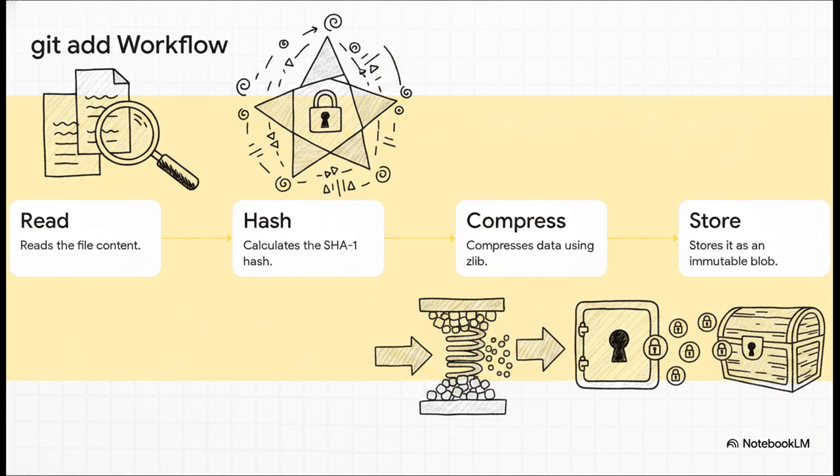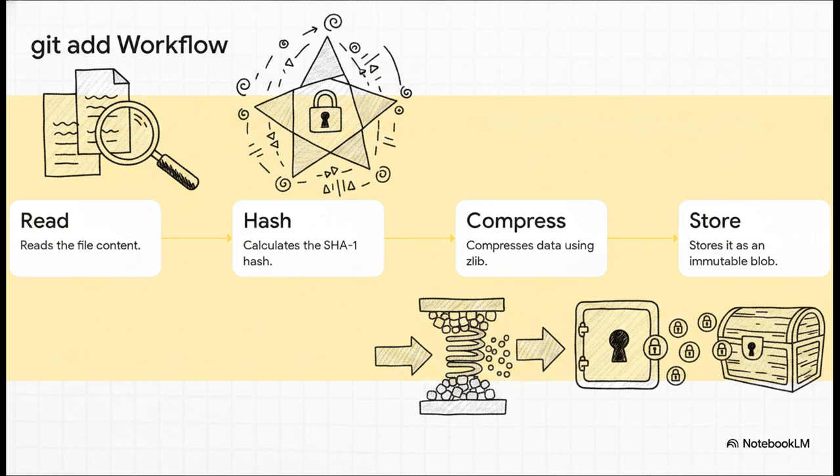What mechanically happens under the hood the exact moment you type git add? Git instantly reads your file content, calculates its SHA-1 hash, compresses it using zlib, and stores it directly in the database as a blob. The very second you stage a file, it's already safely stored in Git's key-value database as an immutable object.